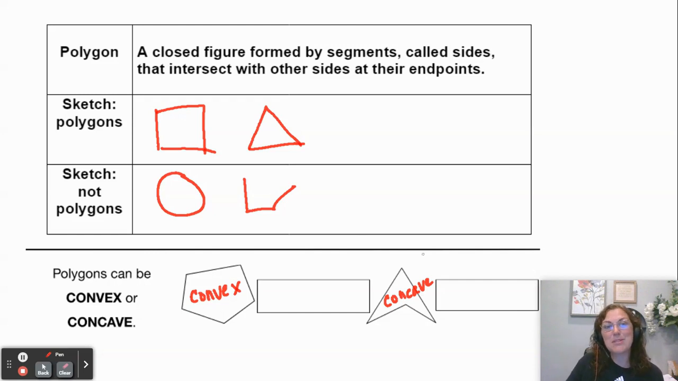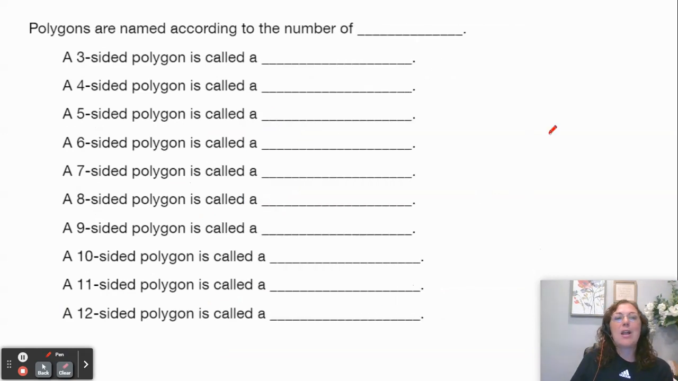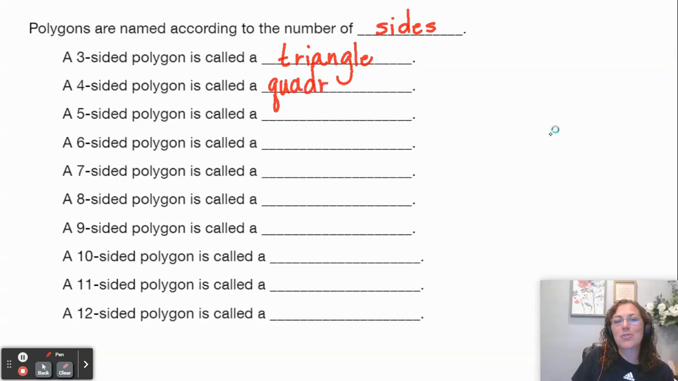Let's take a look at some of the names of polygons. Now, polygons are named according to the number of their sides. A few of these you probably are familiar with. A three-sided polygon is called a triangle. A four-sided polygon is called a quadrilateral. We have some more specific names, for instance a square, a rectangle, a parallelogram, a rhombus, a kite. Those are all quadrilaterals, but all four-sided polygons are called quadrilaterals. A five-sided polygon is called a pentagon.